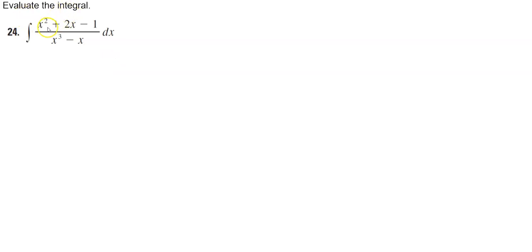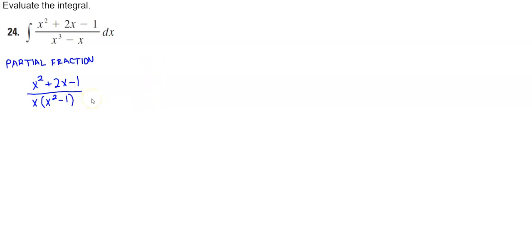Evaluate the integral. Here we have x squared plus 2x minus 1 over x cubed minus x dx. We want to convert this first to a partial fraction. So before we do that, we want to first factor this out. So we have x squared plus 2x minus 1 in the numerator, over, if we factor out an x, we have x times x squared minus 1.